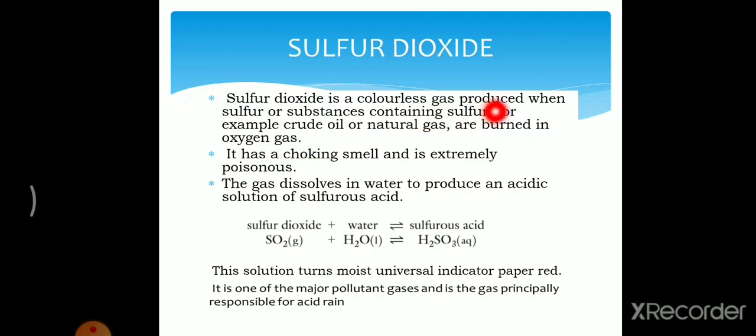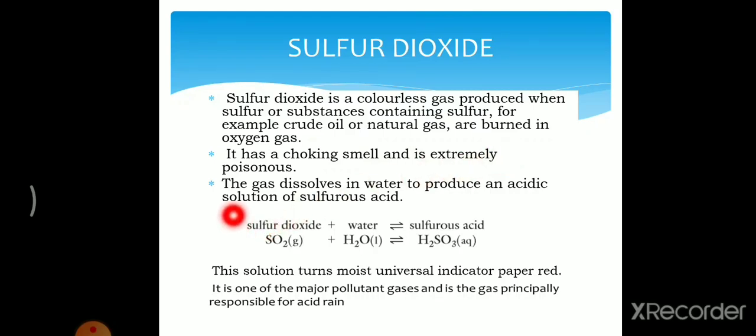This question will also be asked: how does sulfur dioxide come into the atmosphere? When sulfur-rich petrol, diesel, etc. are burnt in oxygen, sulfur dioxide is produced. The second property is that sulfur dioxide has a choking smell and is extremely poisonous. In paper 6 they can ask about this: gas X has a choking smell and is extremely poisonous.